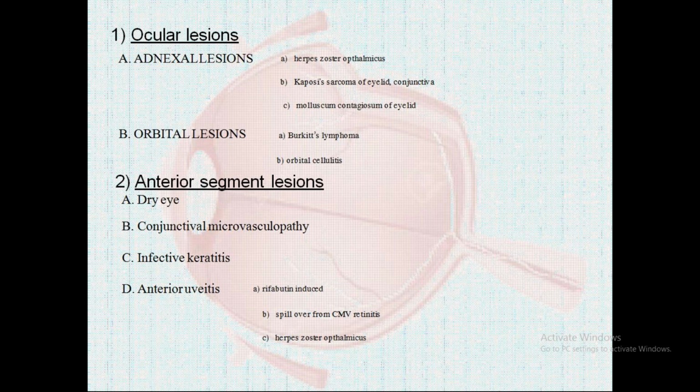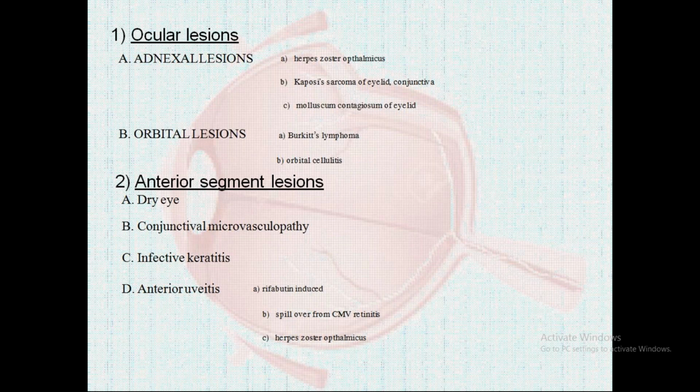So coming to anterior segment lesions: dry eyes, conjunctival microvasculopathy, infective keratitis, and anterior uveitis. This anterior uveitis can be because of the drug used for treatment of HIV, that is rifabutin induced, or it can be a spillover from the CMV retinitis, that is cytomegalovirus, and also maybe due to herpes zoster ophthalmicus. So this anterior uveitis can be due to any of these reasons. Okay. So these are the anterior segment lesions.